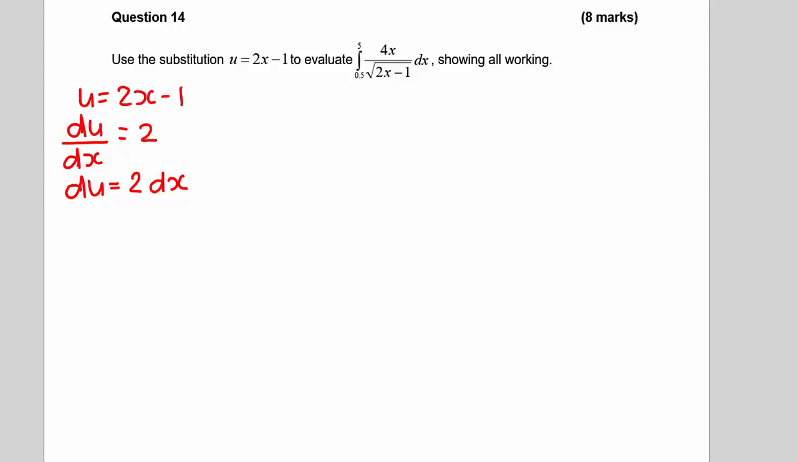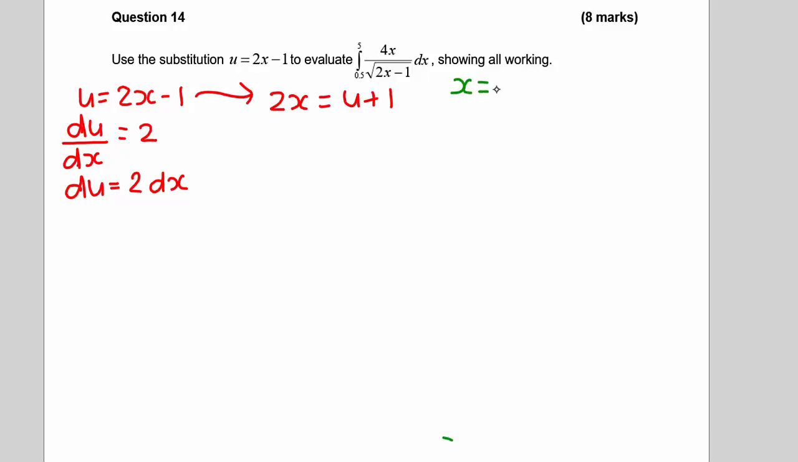So I'm going to rearrange this one. I'm going to say that 2x equals u plus 1. And now I can look ahead and think that 2 times 2x gives me the 4x. Okay, don't forget we also want to consider our limits.